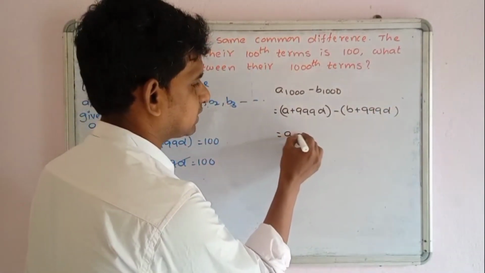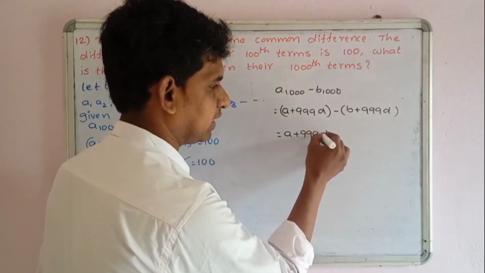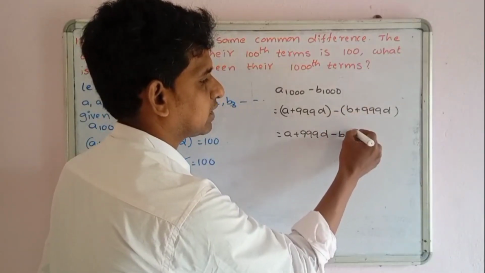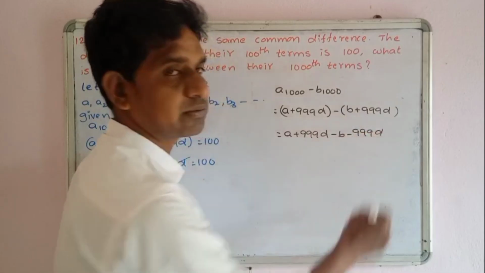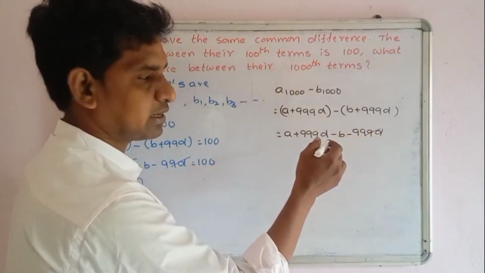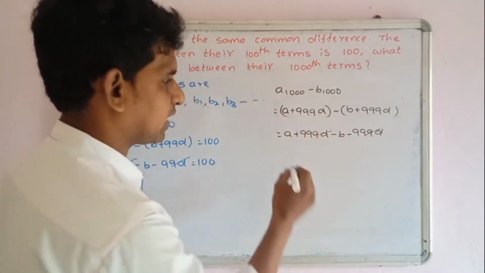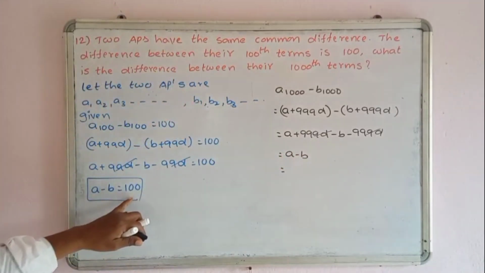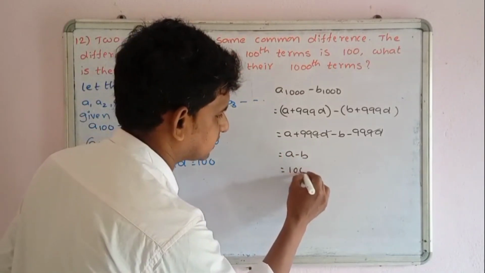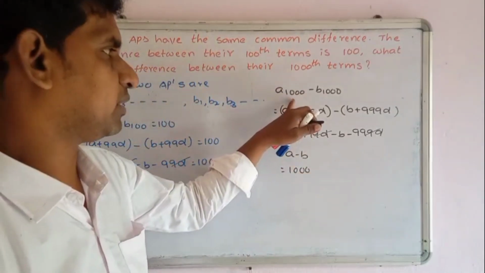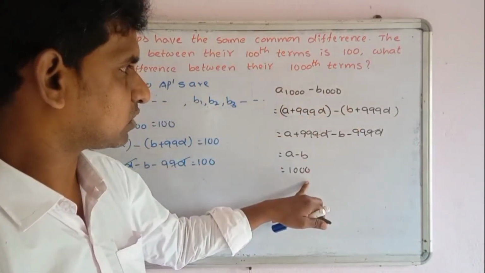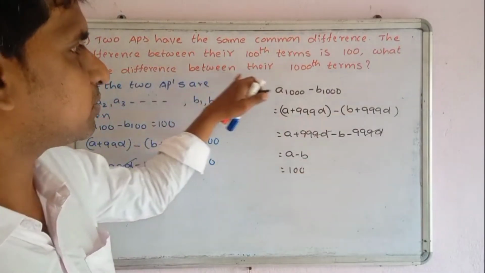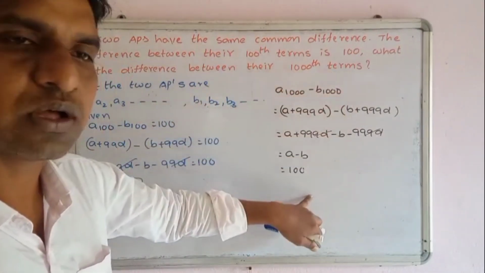So a plus 999d minus b, minus into plus is minus 999d. So minus 999d plus 999d cancel. So a minus b, but a minus b value how much? 100. Therefore, the difference of a 1000 minus b 1000 equals 100. What is the value of a minus b? 100. That means the difference between their 1000 terms is also 100.